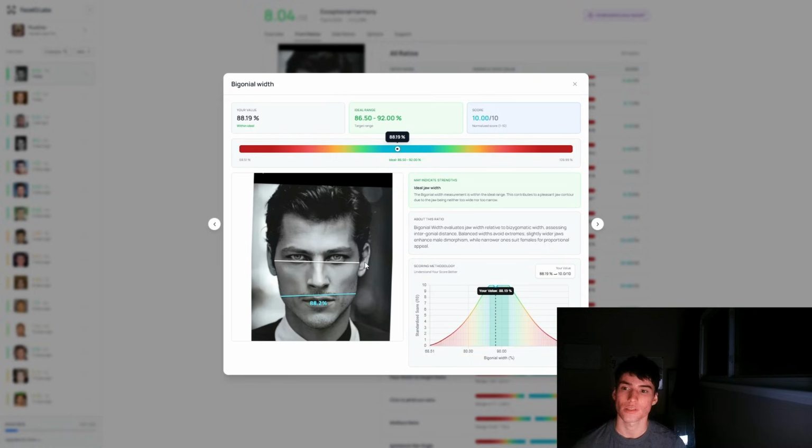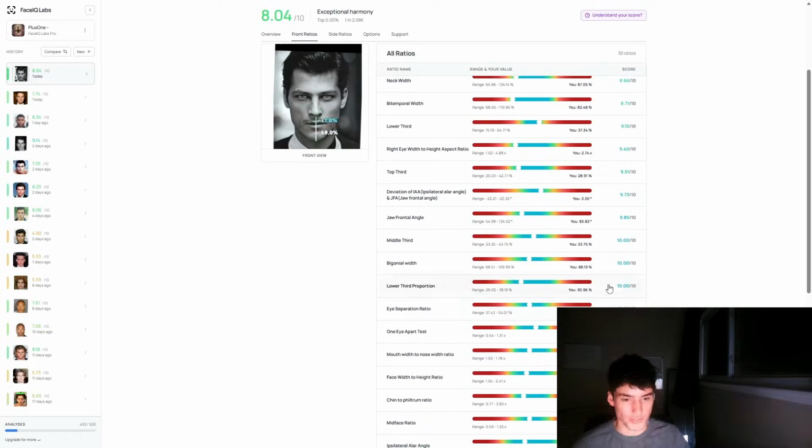Although that does depend on your facial profile. Facial profile as in your uniqueness, right? Not just facial harmony, but everything put together. So he scored at 88% of that, which is well suited. Very nice. So now we have the lower third proportion, ideal as well, 10 out of 10.